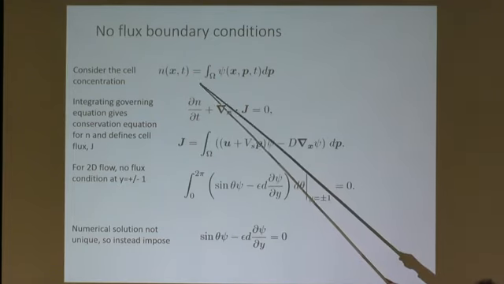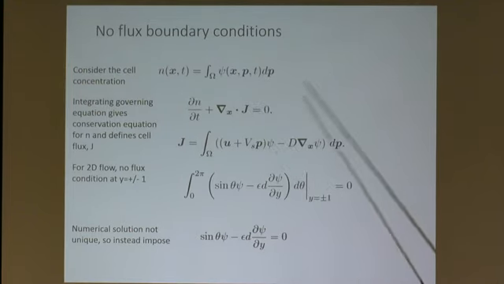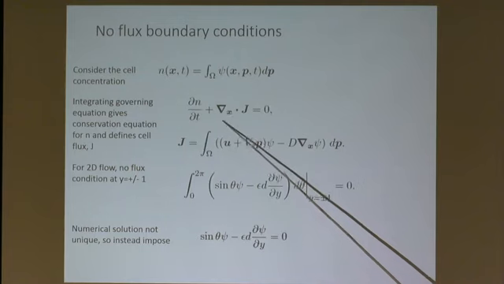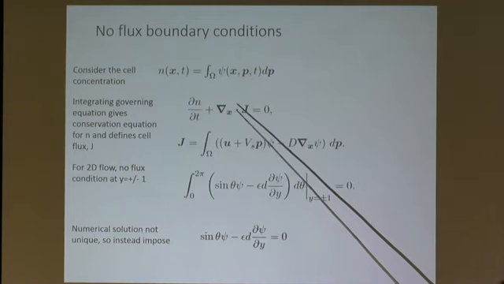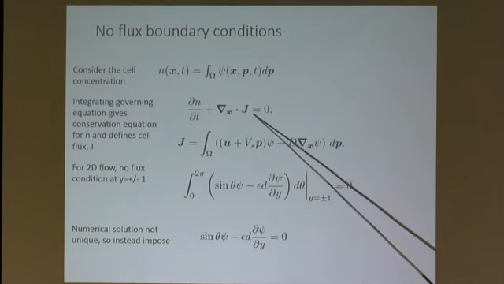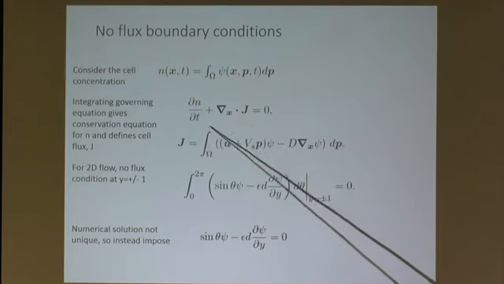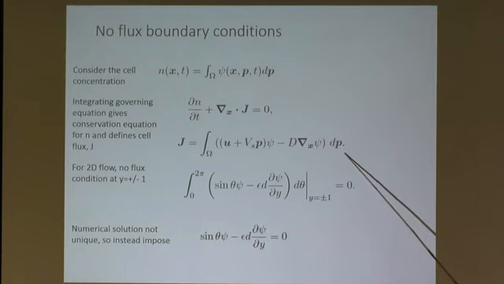So this is the cell concentration n, the integral of psi over p. If we took the governing equation and integrated it over cell orientations p, we'd have this expression here, where I view J as a cell flux, because this is a standard cell conservation equation. J is cell flux.